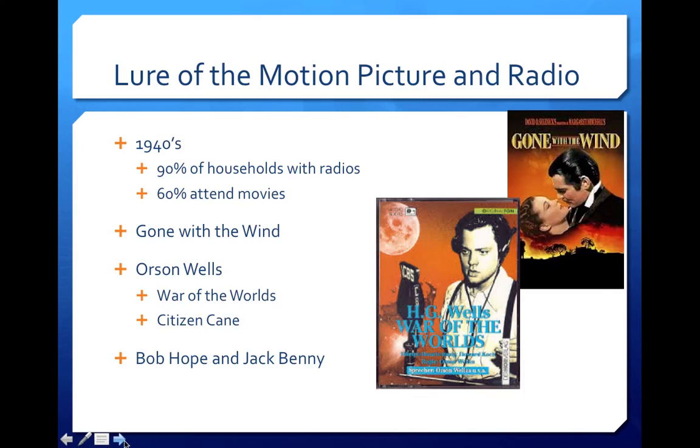Orson Welles was an actor, director, producer, and writer. He created one of the most renowned radio broadcasts of all time, The War of the Worlds. And then later he created Citizen Kane. Bob Hope and Jack Benny were comedians who starred on radio first, then later in motion pictures.